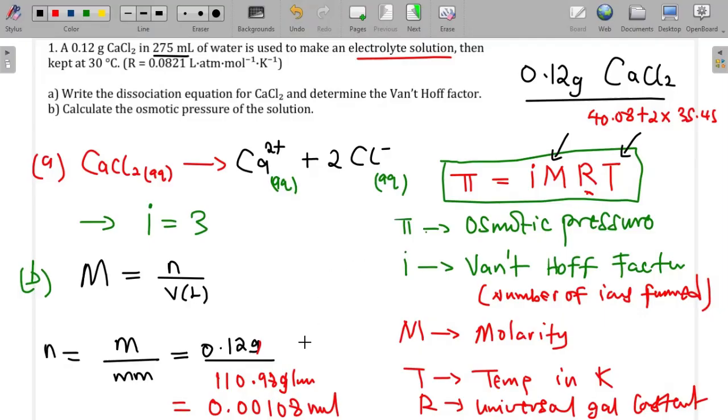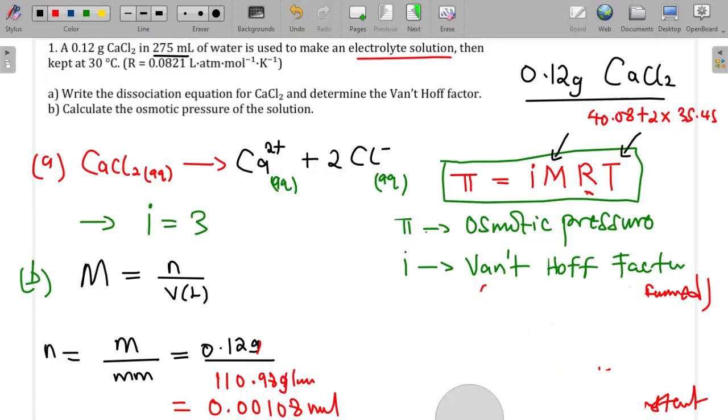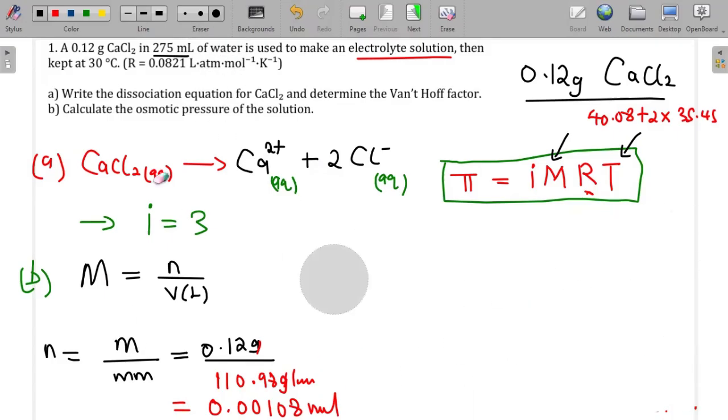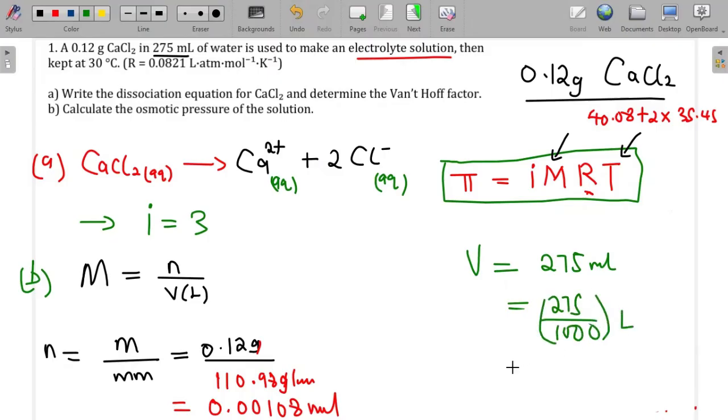So what I need to do is find the volume in liters. Let me erase some of these here. The volume is equal to 275 mL. I want to change this to liters, so what do you think I do? I just divide by 1000, right? And that will give me my volume in liters, which is 0.275 liters.